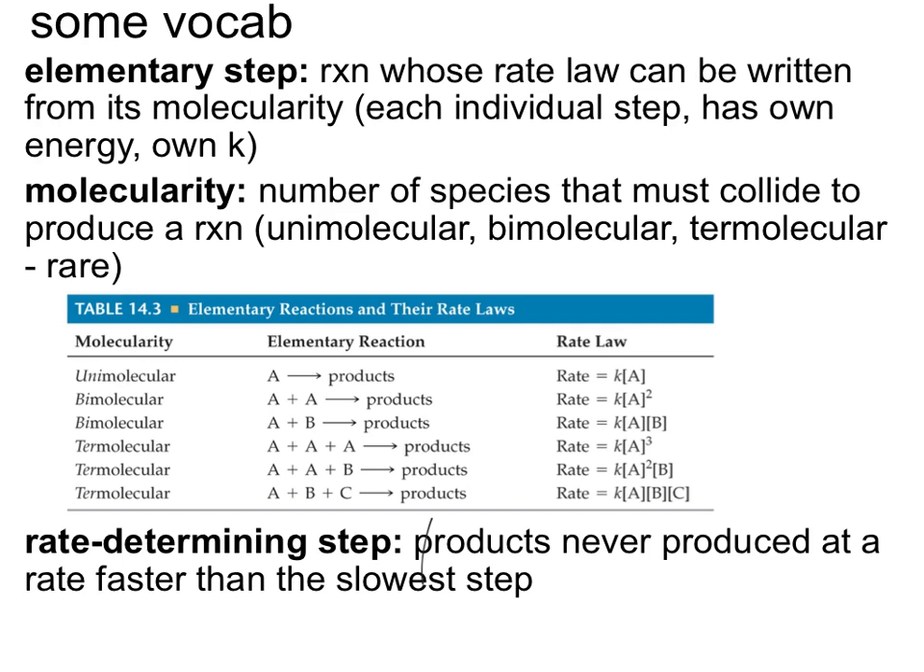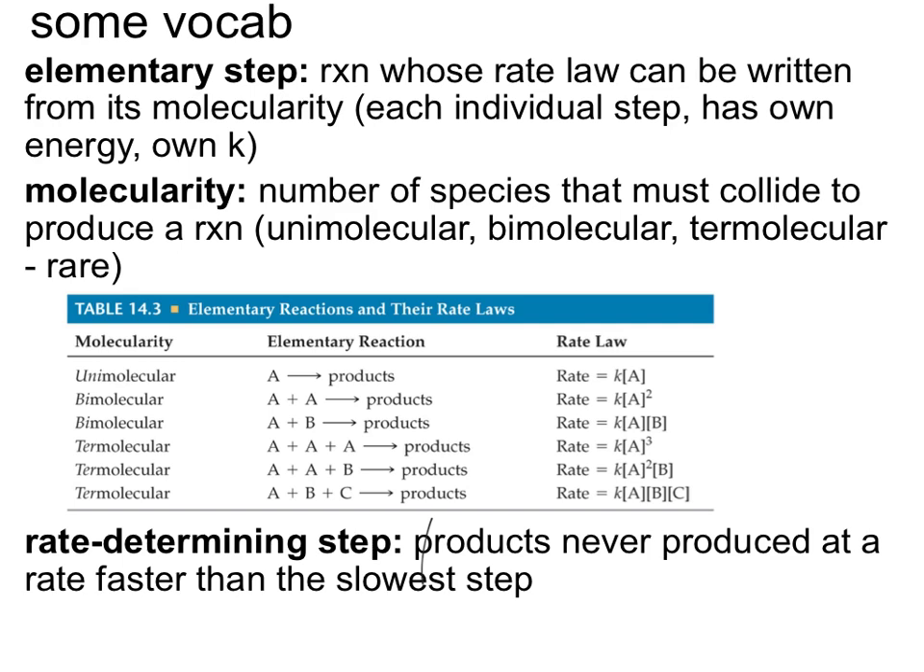Basically, each individual step is going to have its own specific rate law that corresponds to it, its own k, all that good stuff. Molecularity is the number of species that are actually interacting in that elementary step to produce the reaction, so having unimolecular, bimolecular, termolecular, etc. And then the rate determining step is something we need to understand moving into the next portion as we look at multi-step mechanisms.